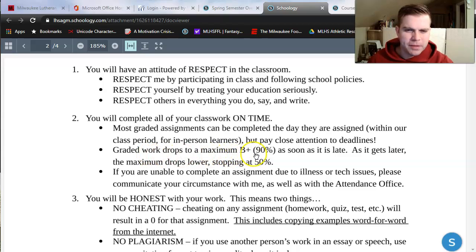Graded work still drops to a maximum B+, 90%, as soon as it's late. I did not do a good job of enforcing this last semester. Again, it was a weird semester we were living in, but I want to do a better job of enforcing that now. As it gets later, that maximum keeps dropping until it stops at a maximum 50%.